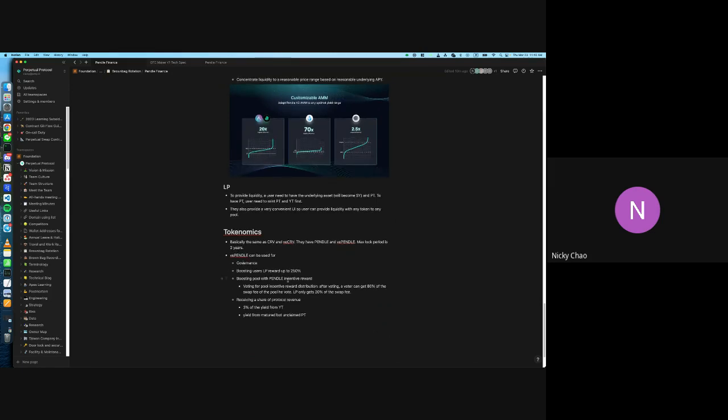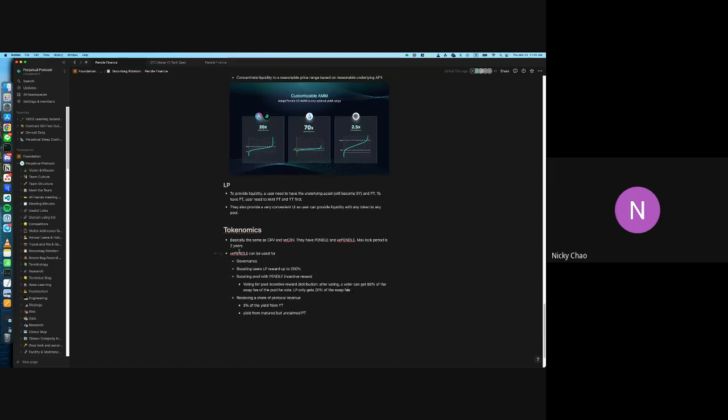And also they have some incentive reward. So it's very similar to CRV. Basically you can vote where these incentive rewards will go. So each pool will have a different incentive reward. I think the interesting part is that if you vote on some pool, you can actually get like 80% of the swap fee of the pool. And LP actually only gets 20% of the swap fee.